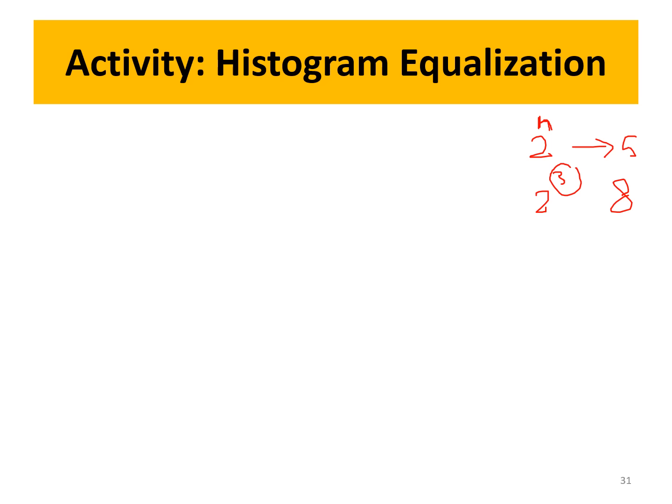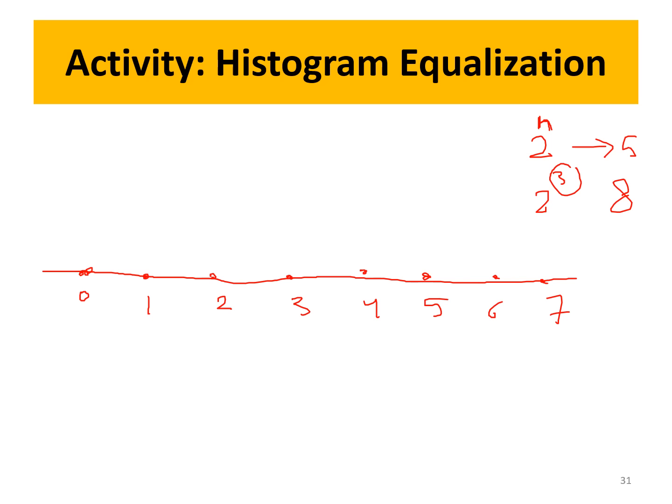So to do the probability distribution, I need 8 digits, correct? So 0, 1, 2, 3, 4, 5, 6, 7. Those are 8, correct? You draw a line here, and I would like you to show me how the histogram will look. So how many zeros do we have in the image? In the pixels, how many zeros?